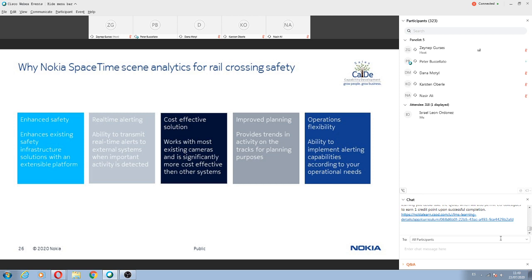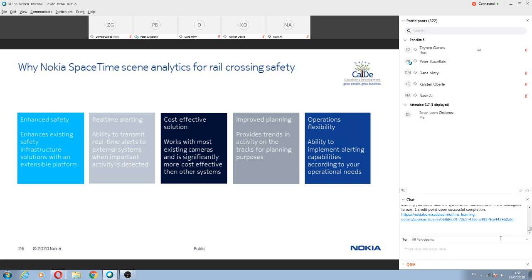So why do we use Nokia Spacetime Scene Analytics for rail crossing safety, and why do we encourage it, and why are we asking you to look at this as a very, very serious solution for a very, very serious problem? Of course, it's all about safety, as Carsten said. Having people injured or killed is something that everybody wants to avoid.